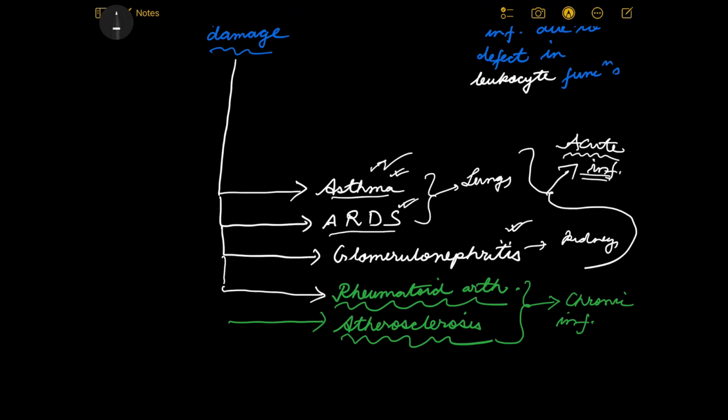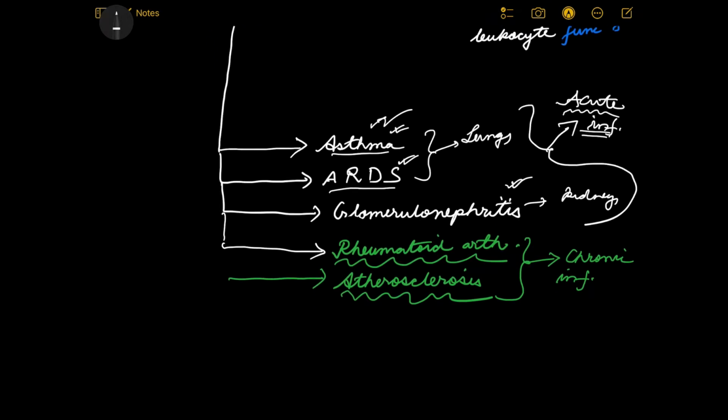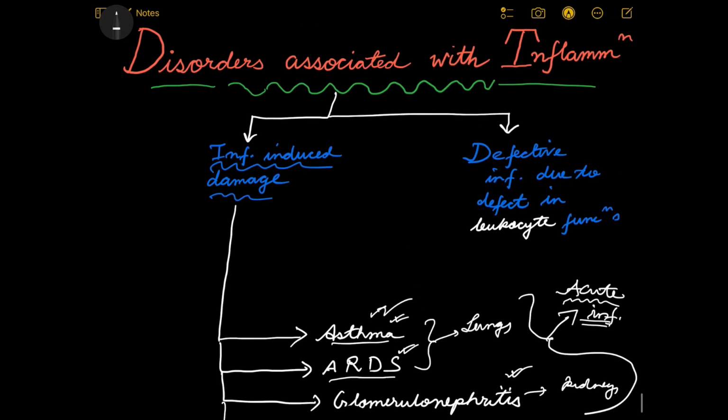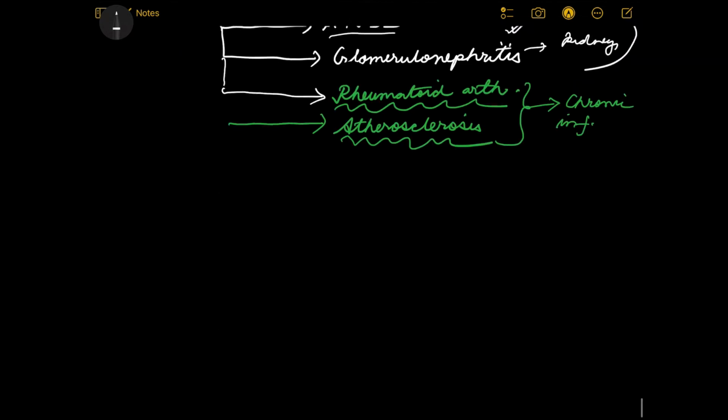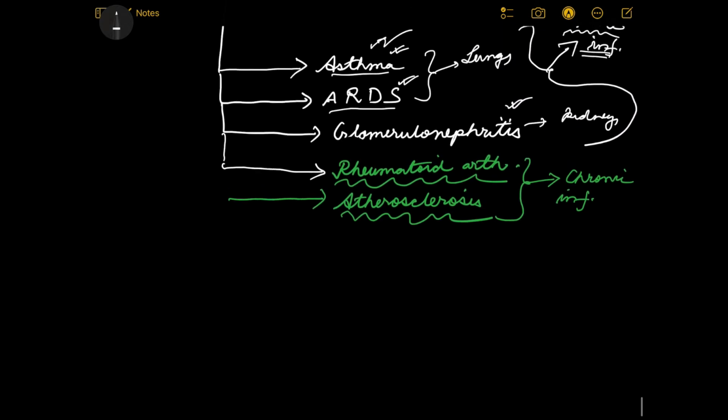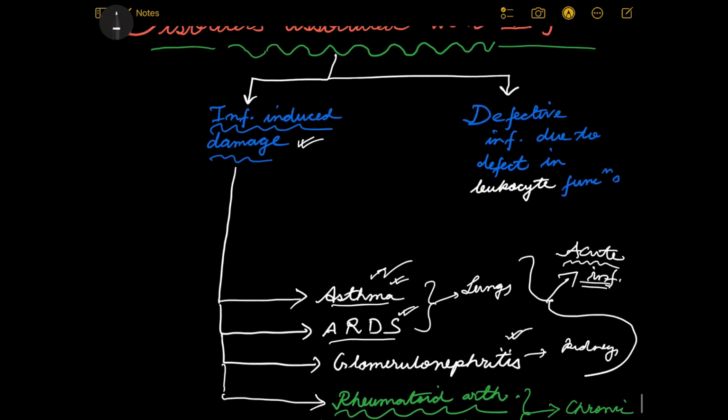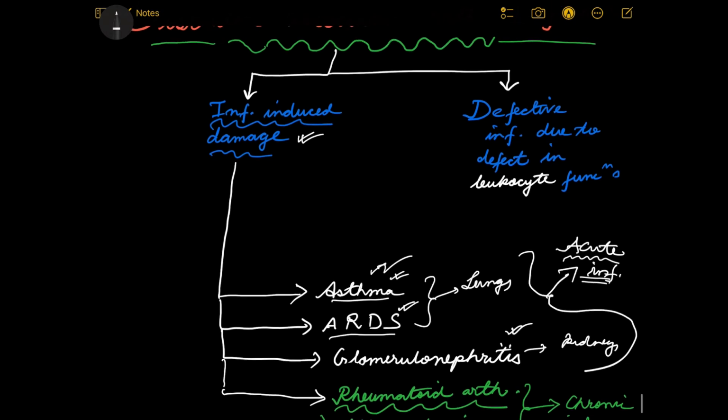Then acute respiratory distress syndrome, glomerulonephritis, there are other examples as well, don't worry. But chronic also there are examples, for example, rheumatoid arthritis, atherosclerosis. So these are all conditions which are associated with, as you can see, inflammation induced damage disorders.